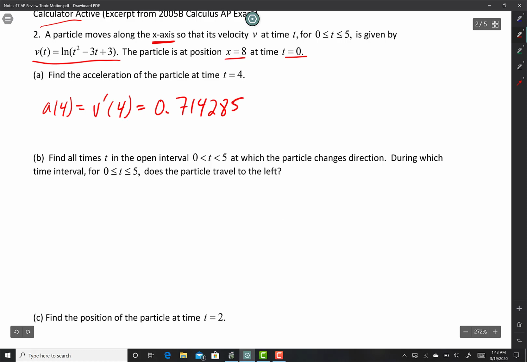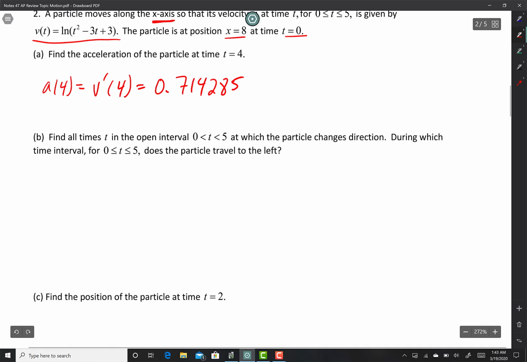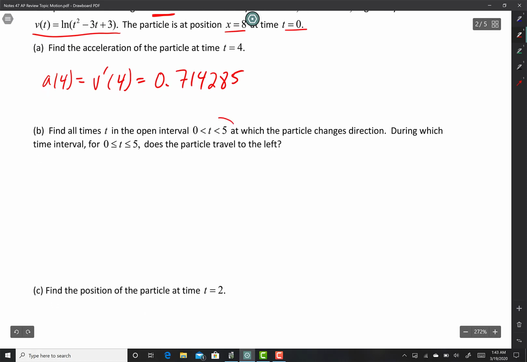714,285. There it is. We're done. All right. Now it says find all times t on the open interval 0 to 5. So this is going to help me with my window at which the particle changes direction. Which time interval between 0 and 5 does the particle travel to the left?